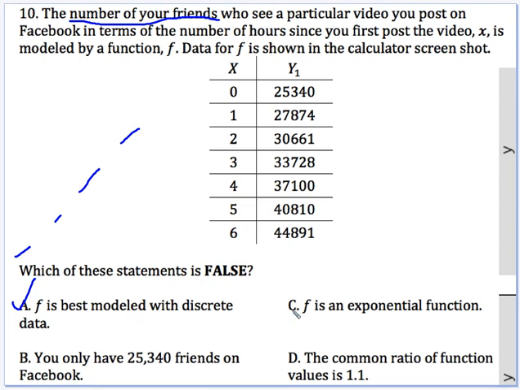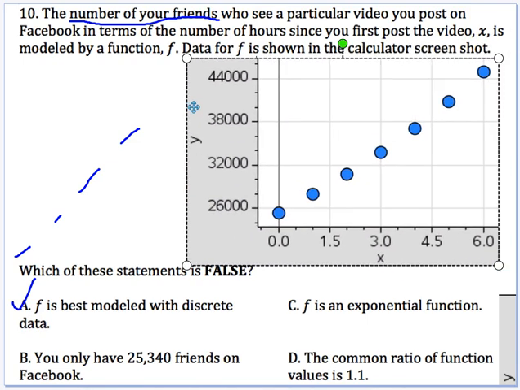Okay, F is an exponential function. Let's see. So I think I graphed this. Yes, I did. All right, so exponential. You know what? That kind of looks linear, but it could also be exponential as well. Particularly notice with your scale here, for y your increments are huge, but your scale for x is very, very small. So if the x and the y were both to scale, the shape of this graph would look very, very different.